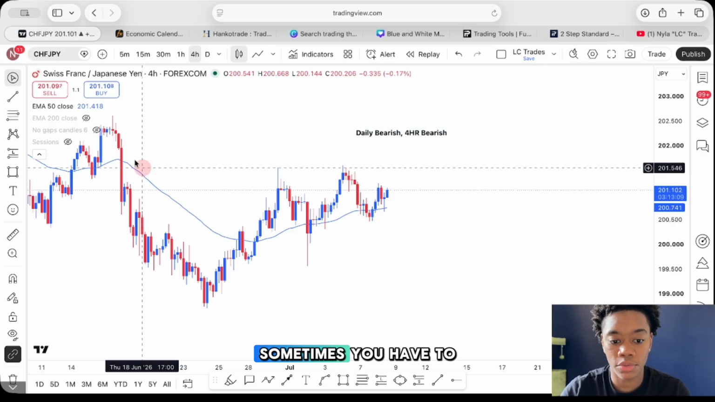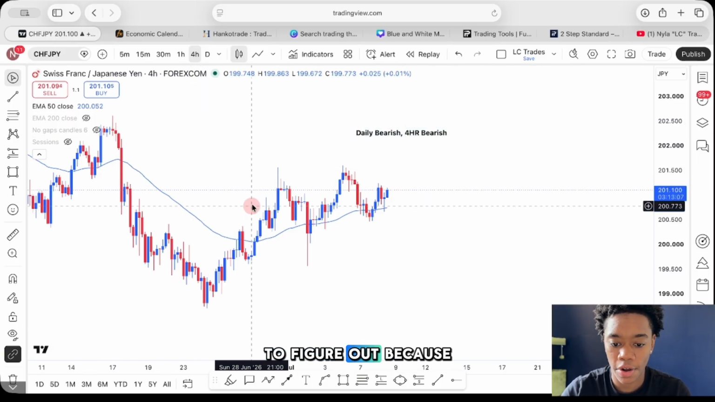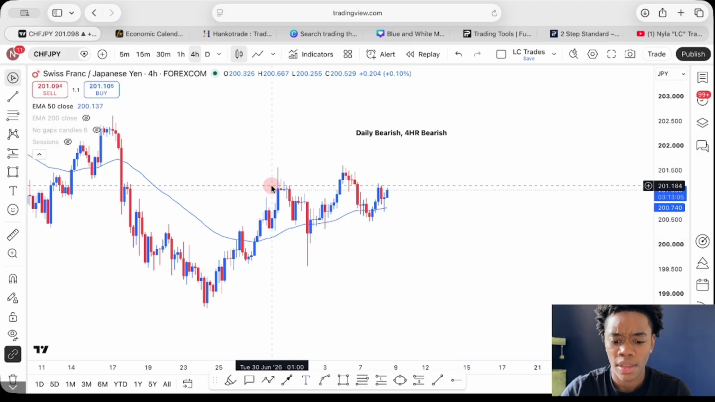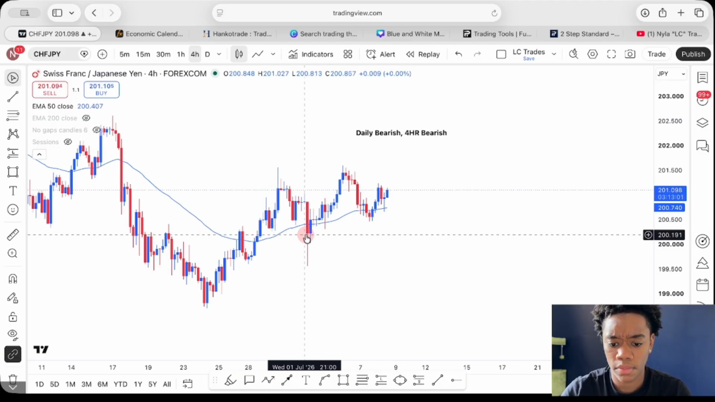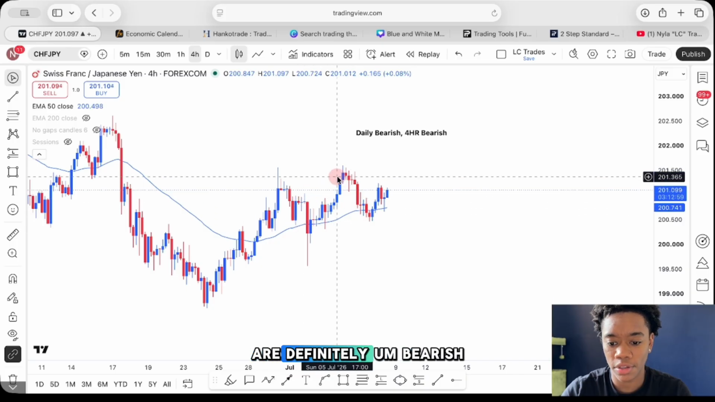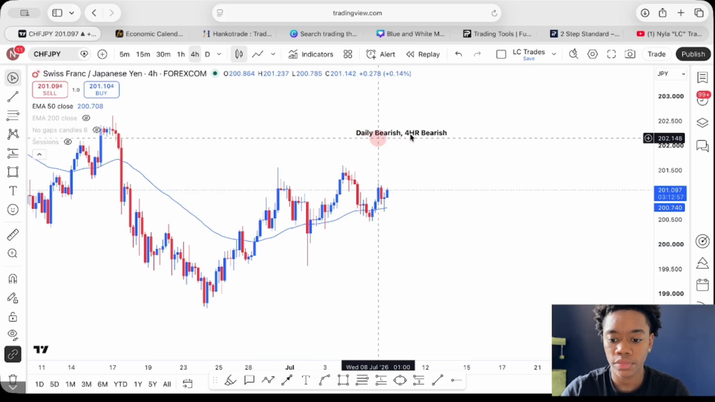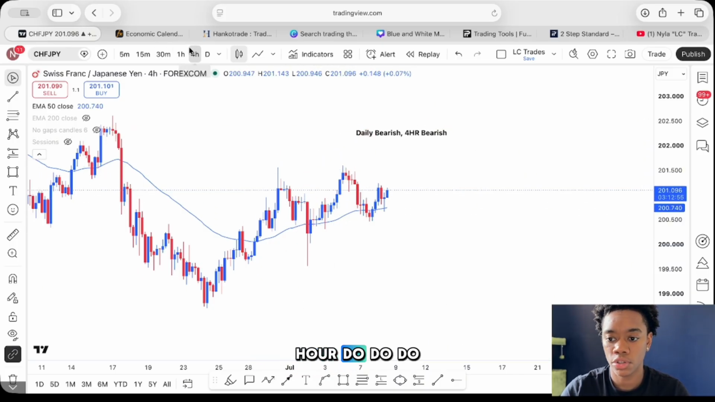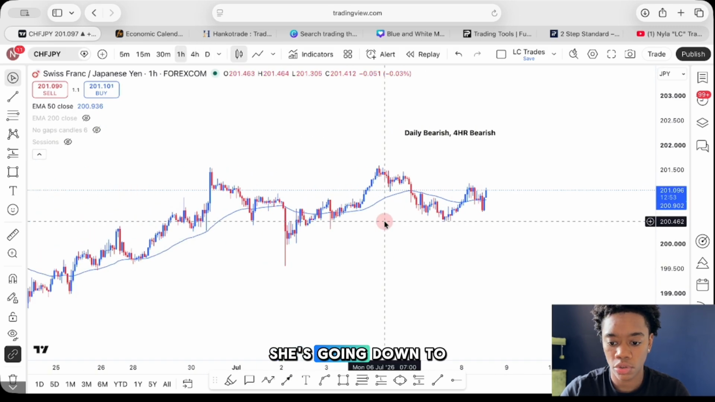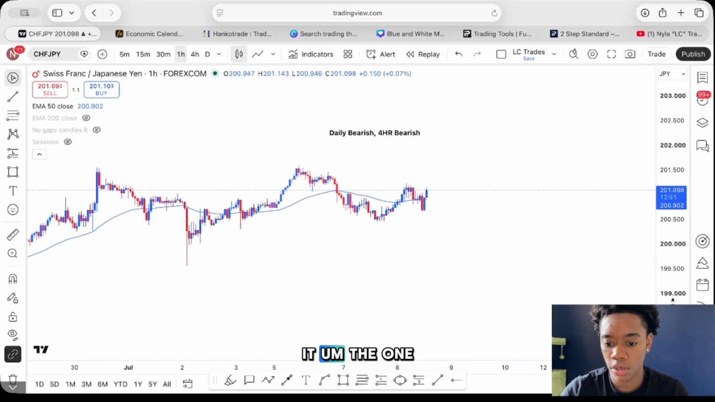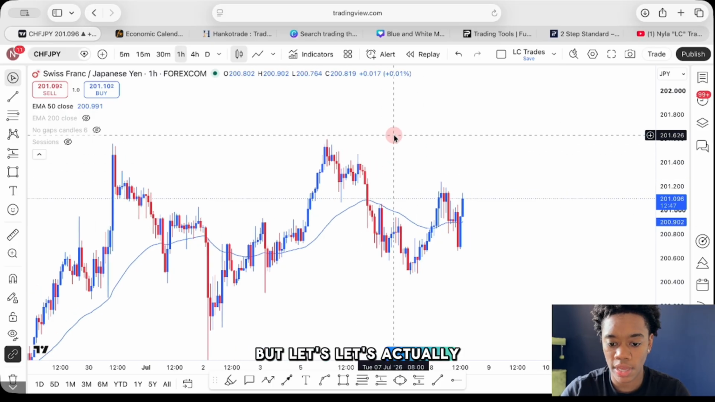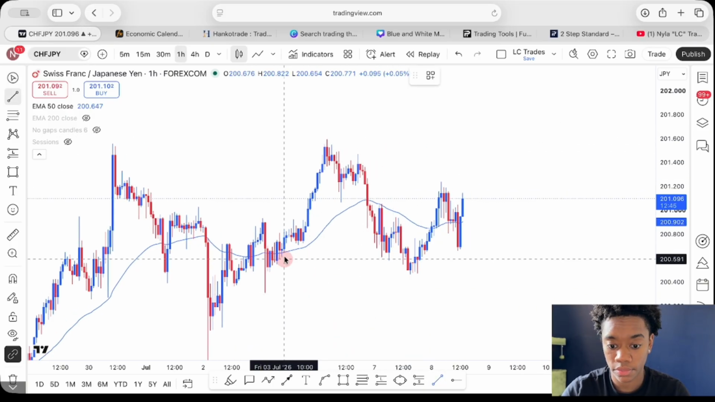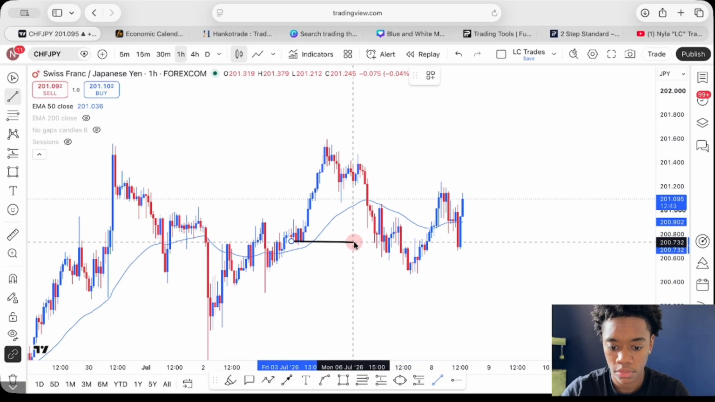I'm not gonna lie, sometimes you have to go all the way back here to figure it out, because sometimes it'd be like, wait, hold on. Let me figure out what's going on here. But we're definitely bearish. And then the 1 hour, so going down to it. The 1 hour looks bullish to me. But let's actually do this one together, because I gotta actually see this one.